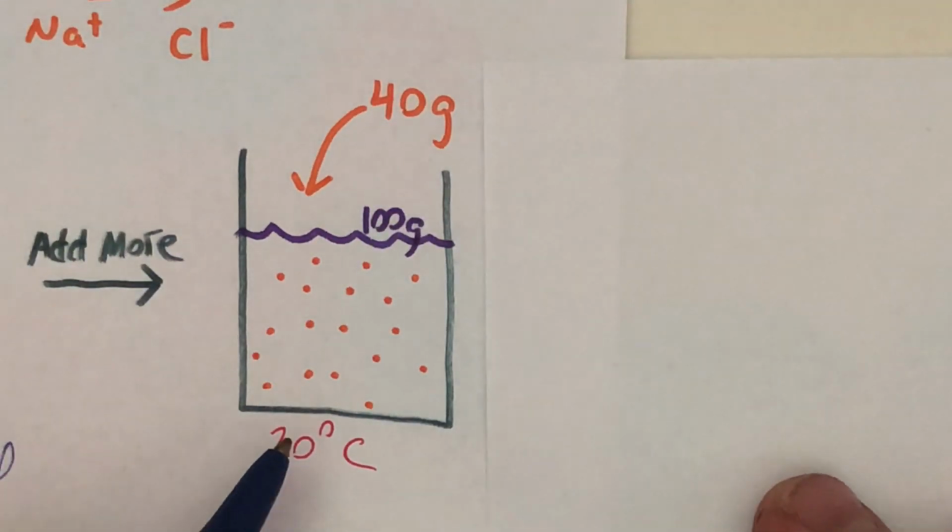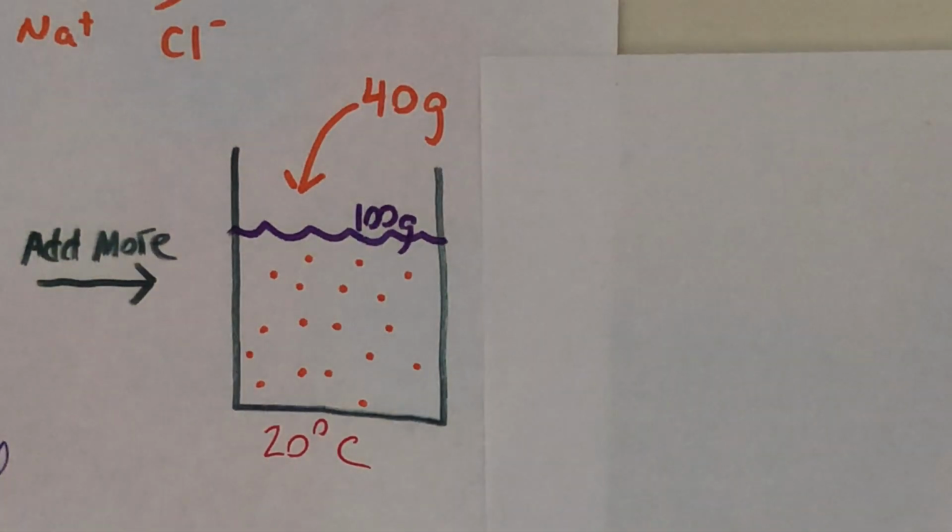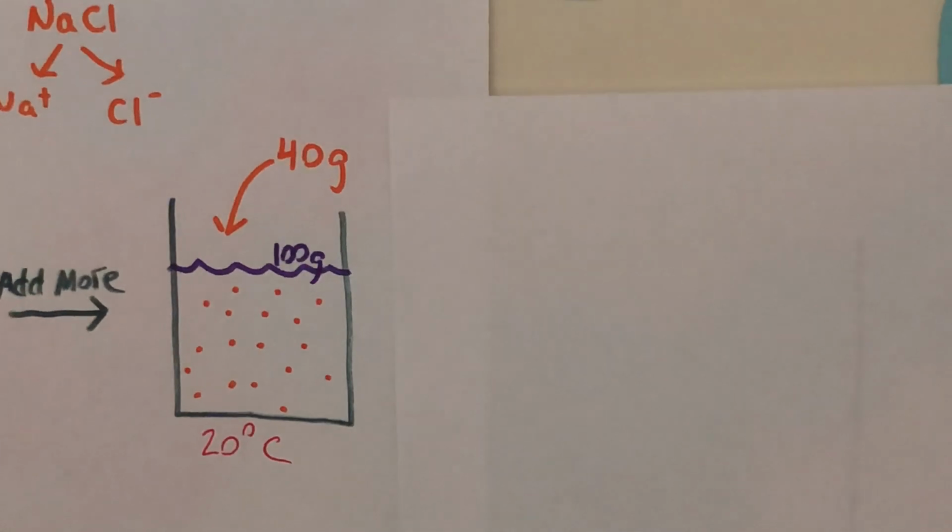We put 40 grams into 100 grams of water. Now remember, NaCl at 20 degrees can only hold 35.9 grams. So I put 40 grams in there. So that means that not all of that salt is going to dissolve.